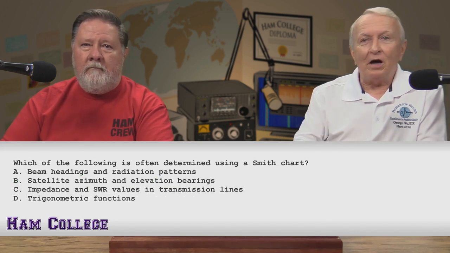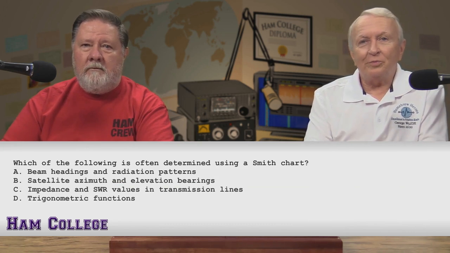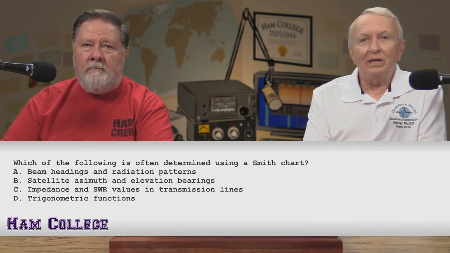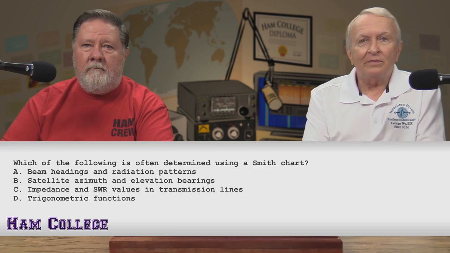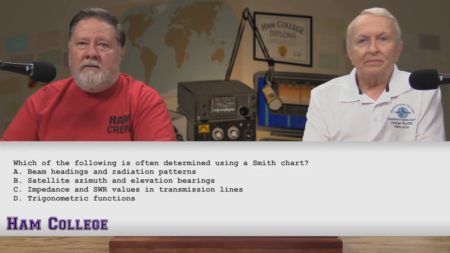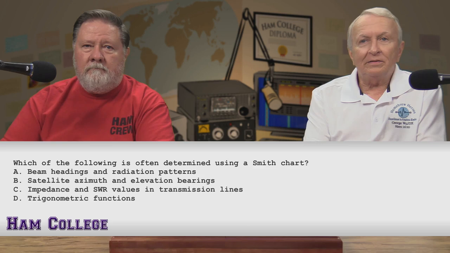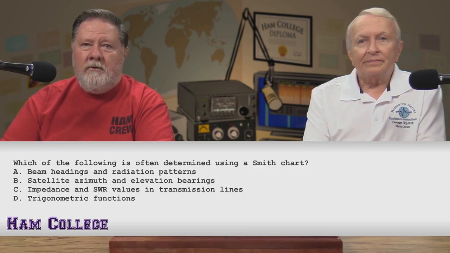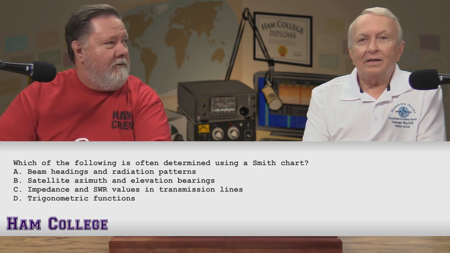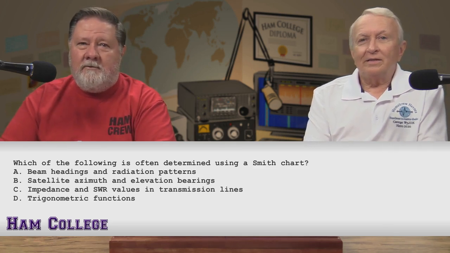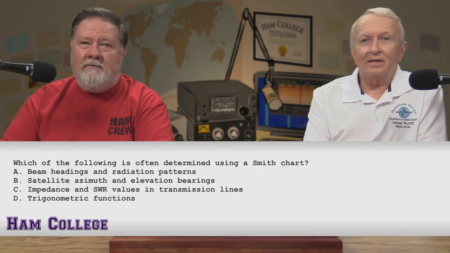Which of the following is often determined using a Smith chart? A, beam headings and radiation patterns. B, satellite azimuth and elevation bearings. C, impedance and SWR values in transmission lines. Or D, trigonometric functions. I hope that's right. I can't even say that. Trigonometric functions. That's how I'm saying it.